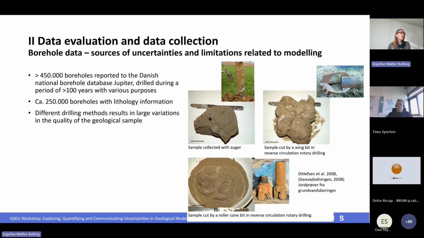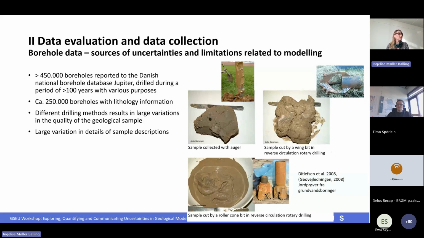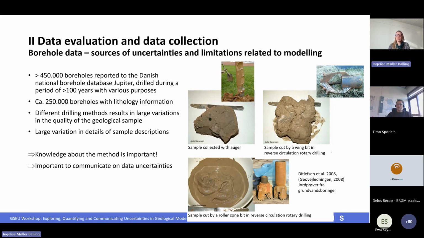Drilling methods have a large variation in the quality of the geological sample. On top of this, there are also large variations in the details of the sample descriptions, and that can be different even with the same sample quality. So knowledge is needed about the borehole methods, but it's also important to communicate the data uncertainties. And it's also important to know in which way the data have been stored in the database, because that's quite inhomogeneous.